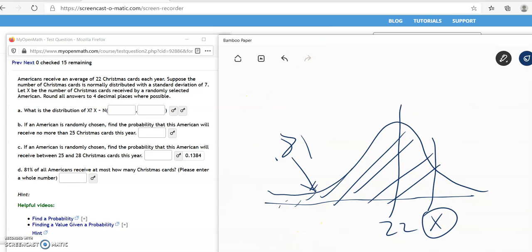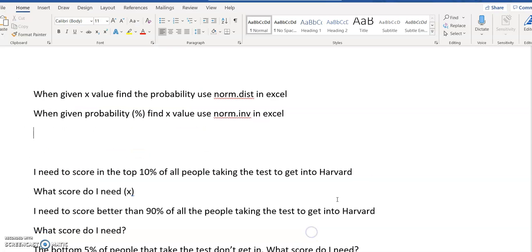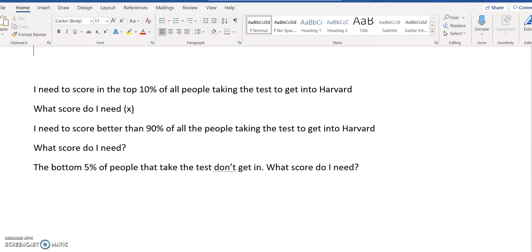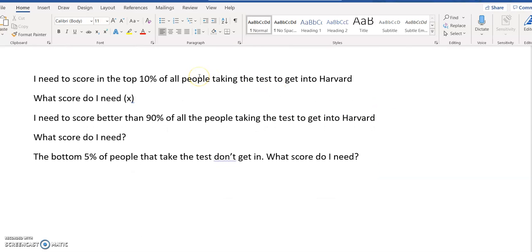Let's go back to this Word doc that I was using a little bit ago. Look at these. This is nothing to do with this specific problem, but I just want to show you something. I need to score in the top 10% of all people taking the test to get into Harvard. What score do I need? What is the X value? Given the probability, find the X value: norm.inv. I am not going to put in 0.1 for my probability. I'm going to put in 0.9.